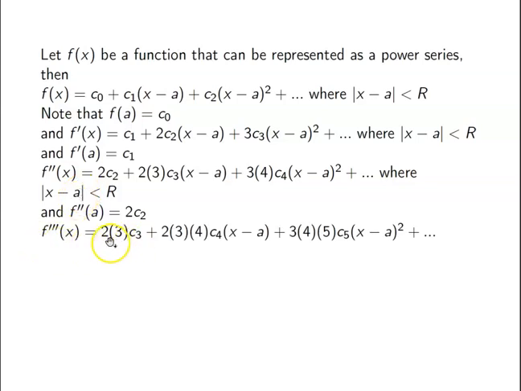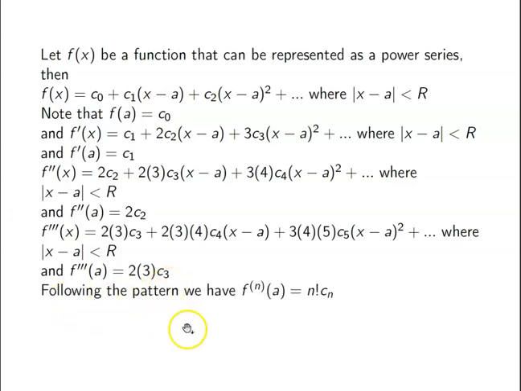If I take the third derivative, this is what it looks like. This 2, 3c3 is what's left. This is going to turn to 2, 3, 4, c4. The next term that we can't see here would be 3, 4, 5, c5. So you can see that there is a pattern forming here. Again, within the radius of convergence, if I plug in a, I'm going to have just this 2, 3, c3 term. Following this pattern, the nth derivative at a is going to have the form n factorial times cn.